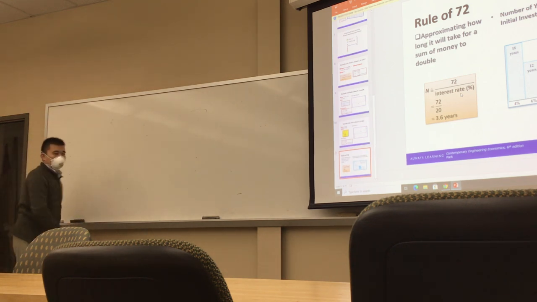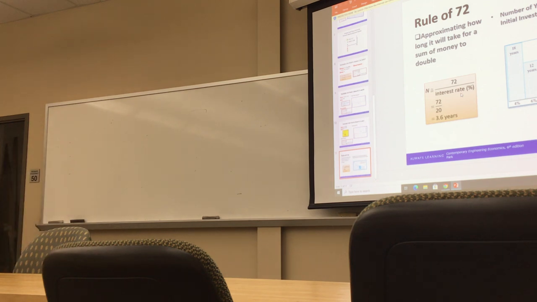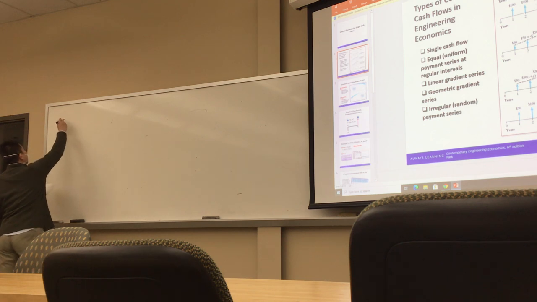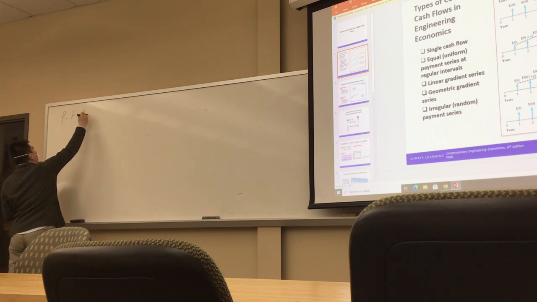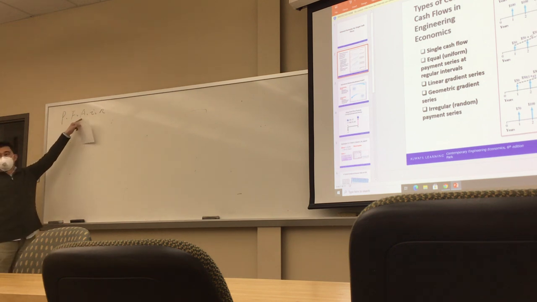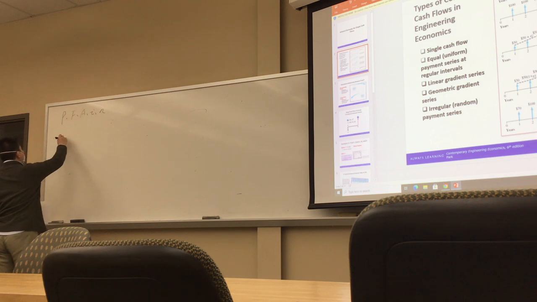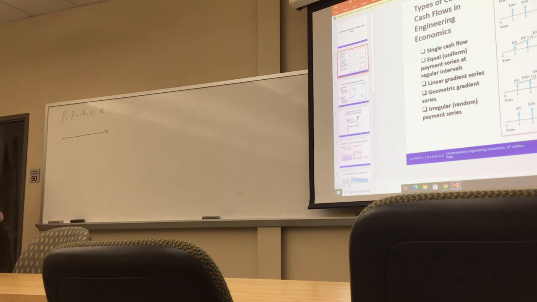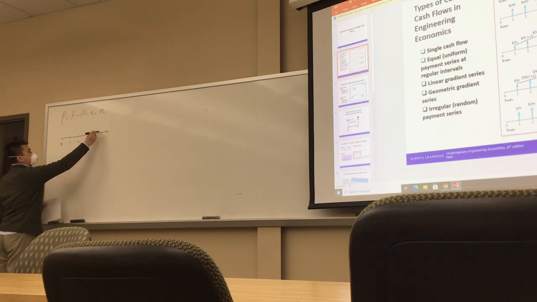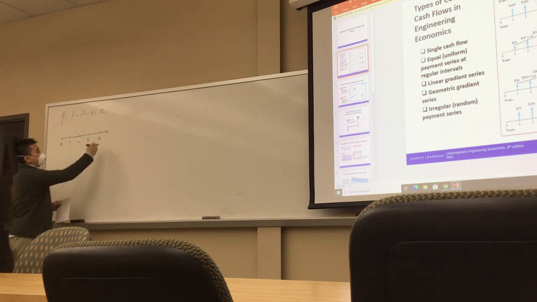So I want to start the derivation of a formula for the second part. P, F, A, I, N. We introduce a new thing, A, okay? This is the second model. 0, 1, 2, 3, 4, A.